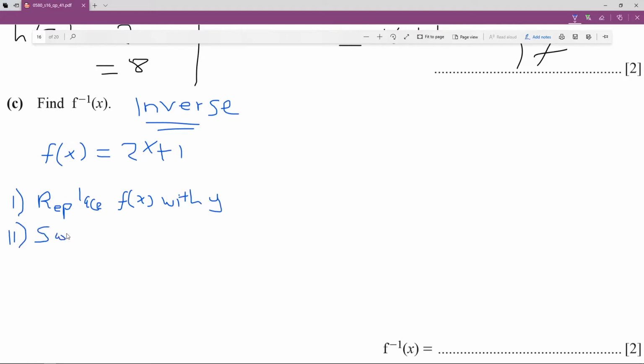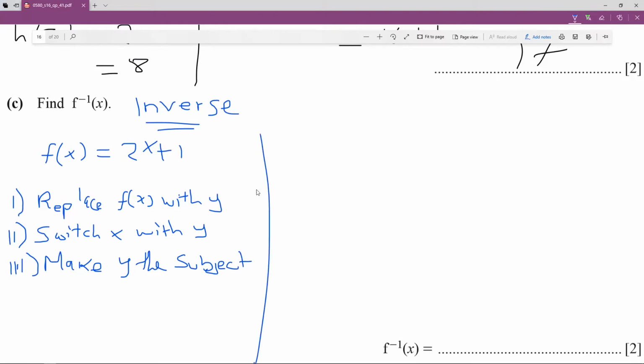Switch x with y. I think that's the right way to put it. So you switch x with y, and then the third thing you need to do, which is actually the final step, is make y the subject. Make y the subject. Very good. Now let's solve this.